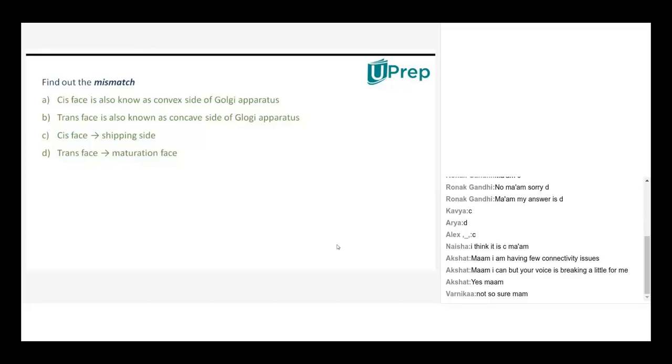See, the shipping side and maturation face are both the same. Are you getting? Shipping side and maturation face, both are the same. So both are related to transport of the packed proteins from the Golgi complex. So that's related to the trans face only. So here the mismatch is cis face to shipping side. C is the answer. Okay. So shipping side is also the trans face. Maturation face is also the trans face.